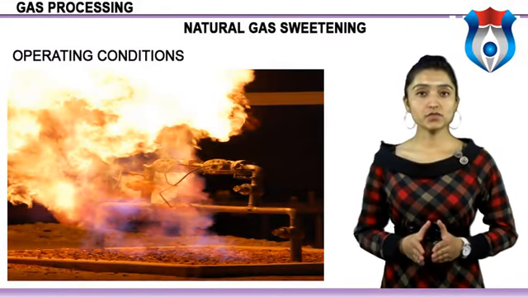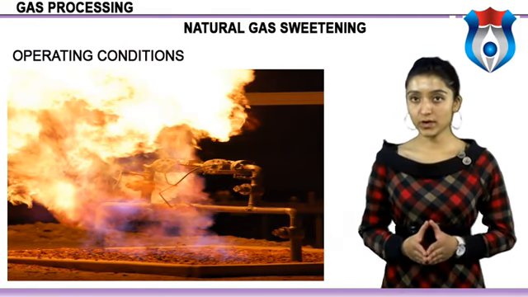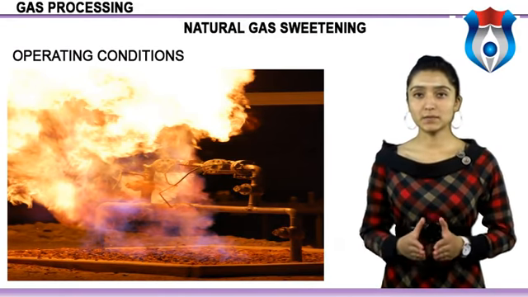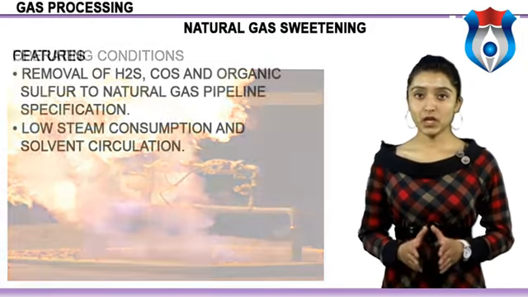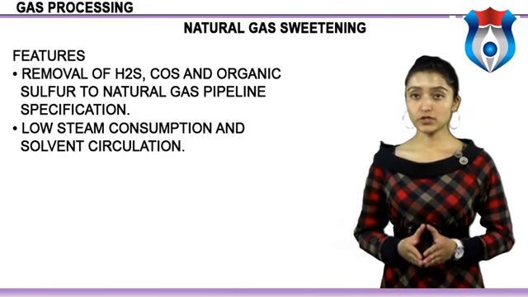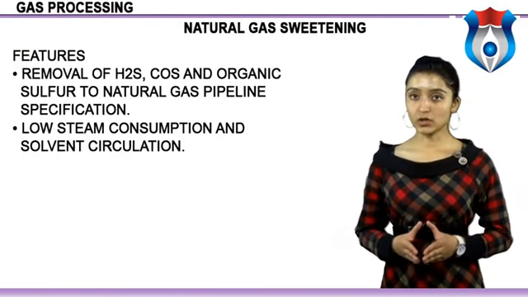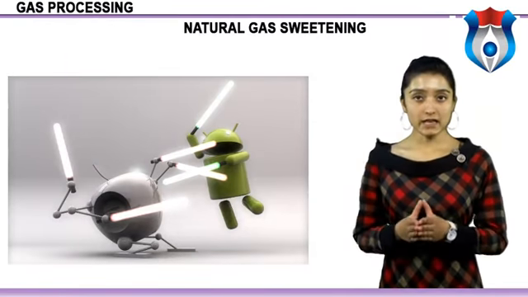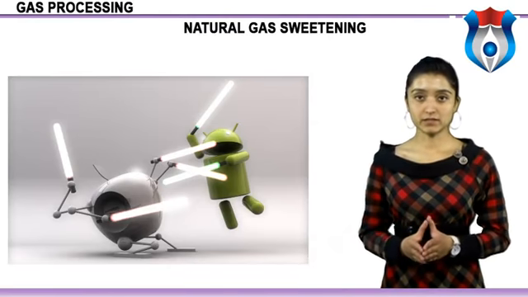Removal of organic sulfur compounds is usually accomplished by the solvent circulation rates set by H2S and CO2. In LNG plants, a specification of 50 ppm CO2 prior to liquefaction is attained without difficulty. Features: removal of H2S, COS and organic sulfur to natural gas pipeline specification, low steam consumption and solvent circulation, low corrosion rate, selective removal of H2S in some natural gas applications, and smaller equipment due to low foaming tendency.